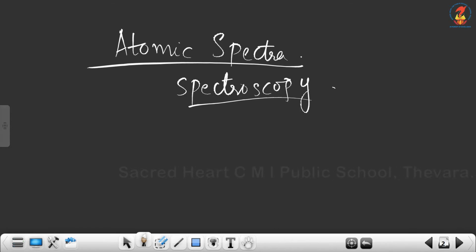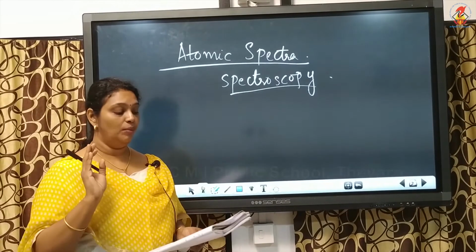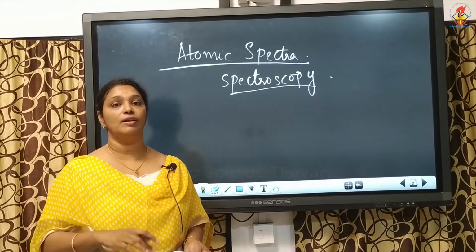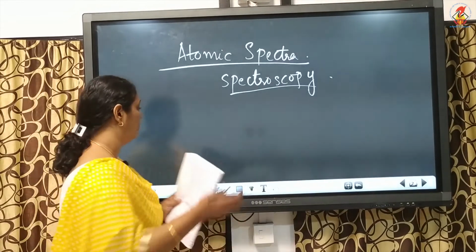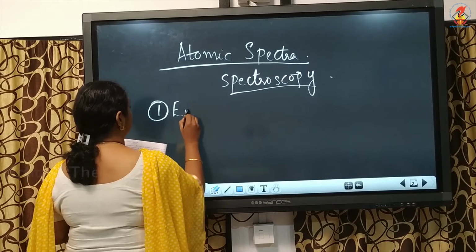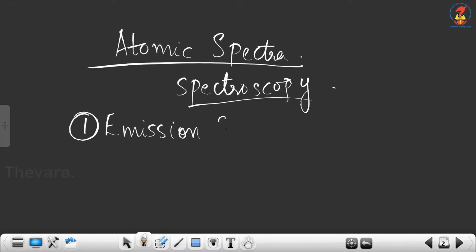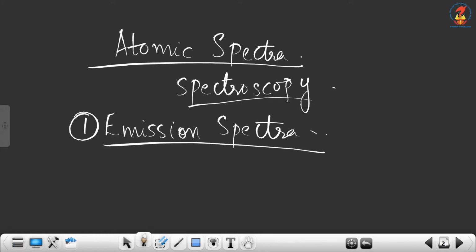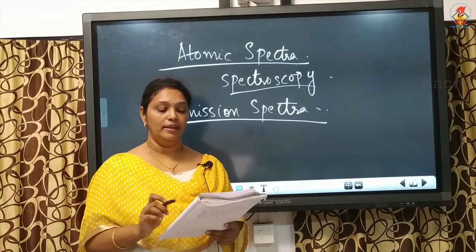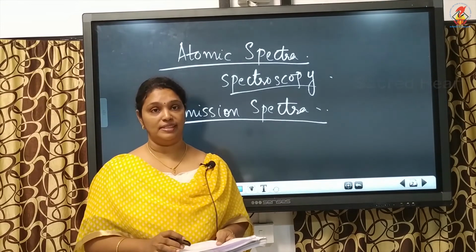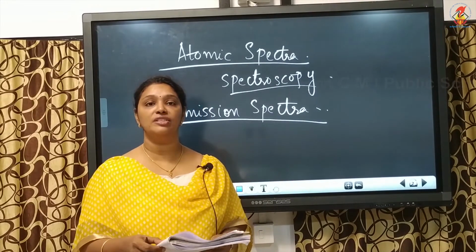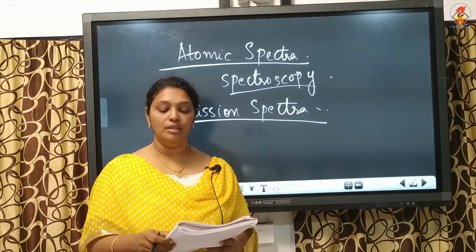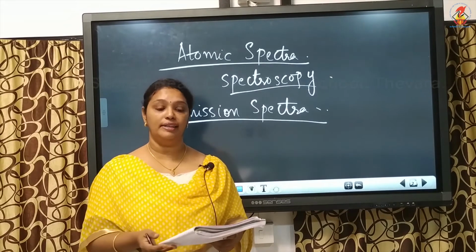Now, spectra is divided into two groups. One is called emission spectra and the second is called absorption spectra. So let's first discuss what is emission spectra. Emission spectra is the spectrum obtained by the emission of radiation by a substance. Now this is obtained either by passing an electric discharge through a gas at low pressure or by heating the substance to a high temperature.